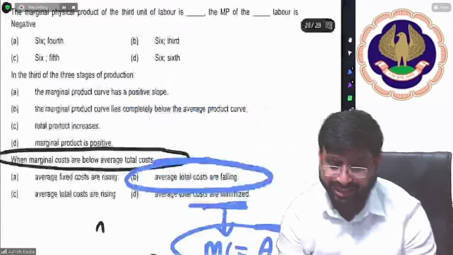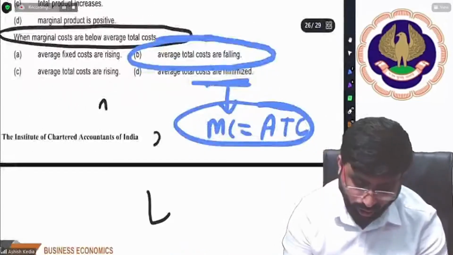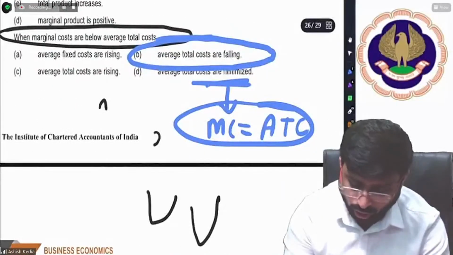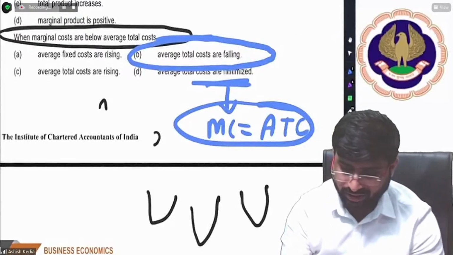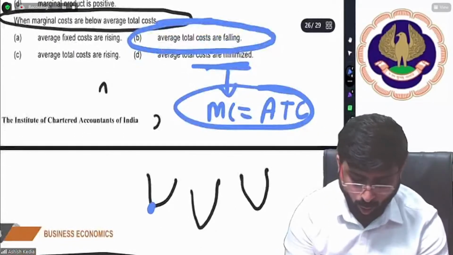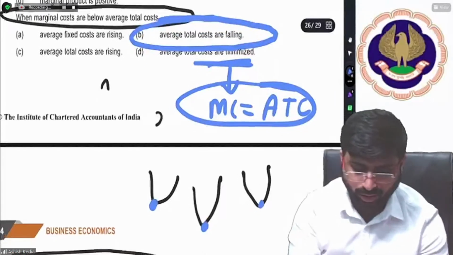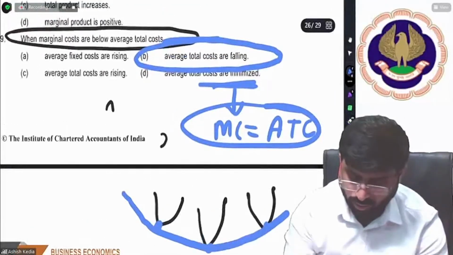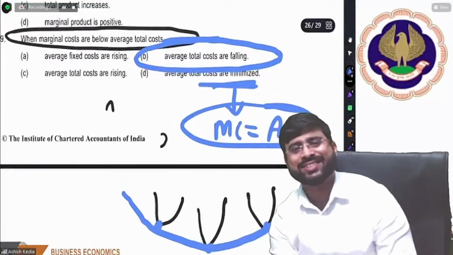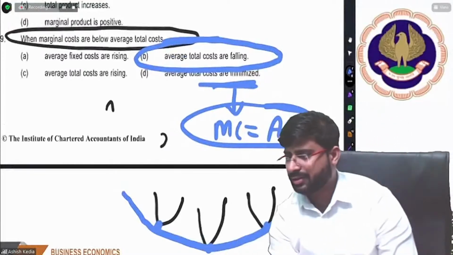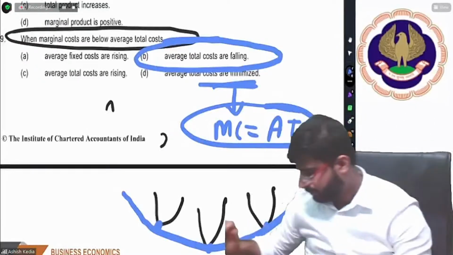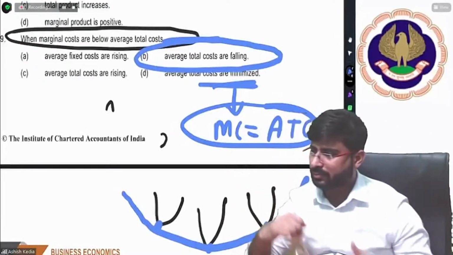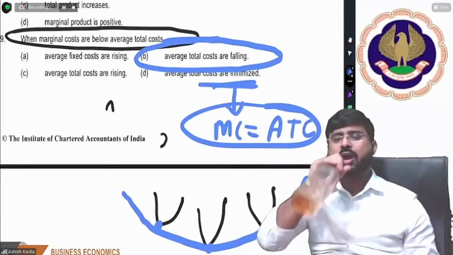Tangent means it touches them at one point. Now, you see, short run average cost 1, short run average cost 2, short run average cost 3. Now, if you touch their minimum points here, 1, 2, 3, it gives you a curve like this. Boom. It gives you like this. Isn't it? Yes, sir. And hence your answer.